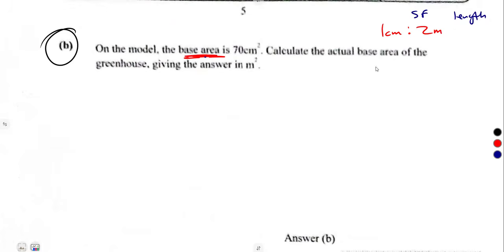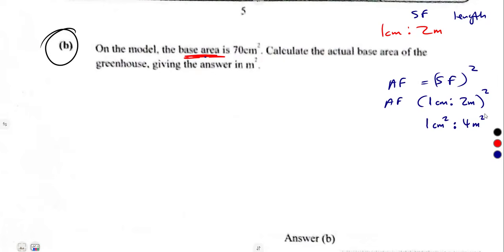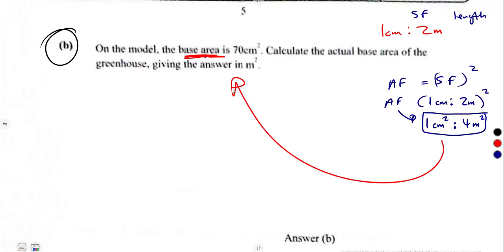So when you are given area, you must have the area factor, which is the square of the scale factor. So for our area factor, we simply have to square the scale factor. 1 centimeter is to 2 meters. We square it. So it's going to be 1 square centimeter is to 2 squared, that's 4 square meters. So this is our area factor, the one that we can use whenever they are referring to area.